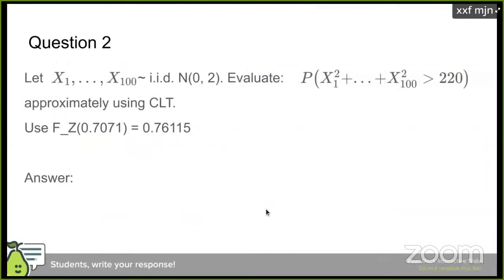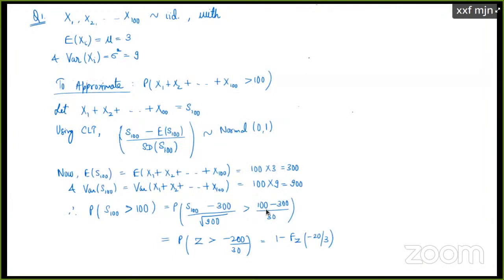Sorry, I have a question here. The gentleman earlier was asking if Fz of minus 20 by 3 is also the answer, but how can that be the answer? Because it's not Fg of minus 20 by 3, it's 20 by 3 only, positive side. If you draw the normal curve, because it's a 0 1 normal curve, half the portion, 0.5 probability, is on the right side of the mean, and 0.5 on the left side. So the minus 20 by 3 point will come somewhere on the left side.